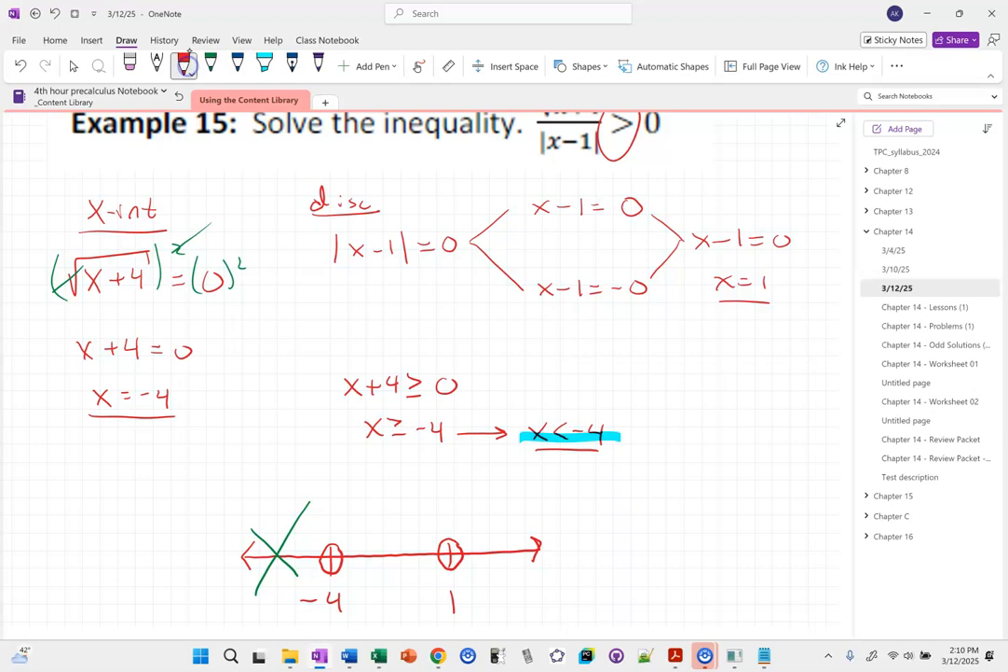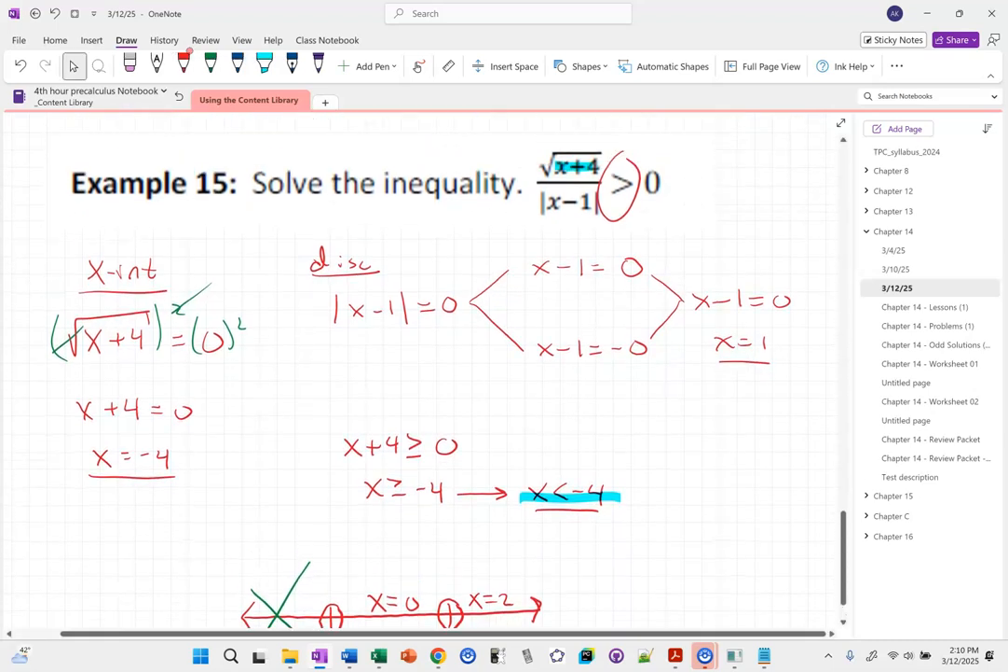If I did pick a test value in there and tried plugging it in, I'm going to get an imaginary result. Your calculator is going to say error, non-real. So don't worry about that. So I just need to pick the two test values.